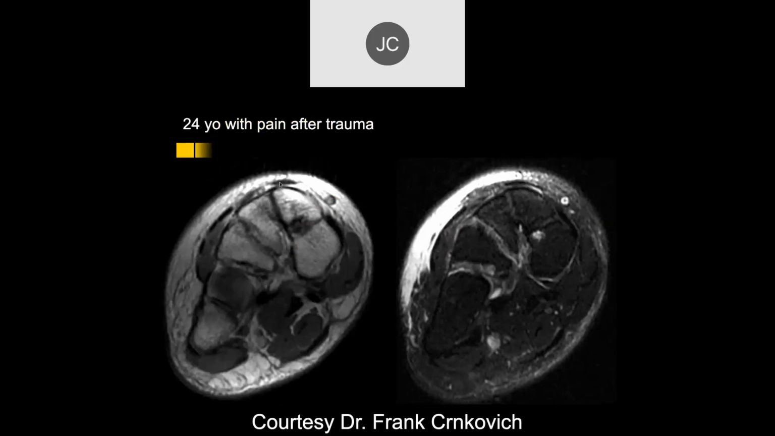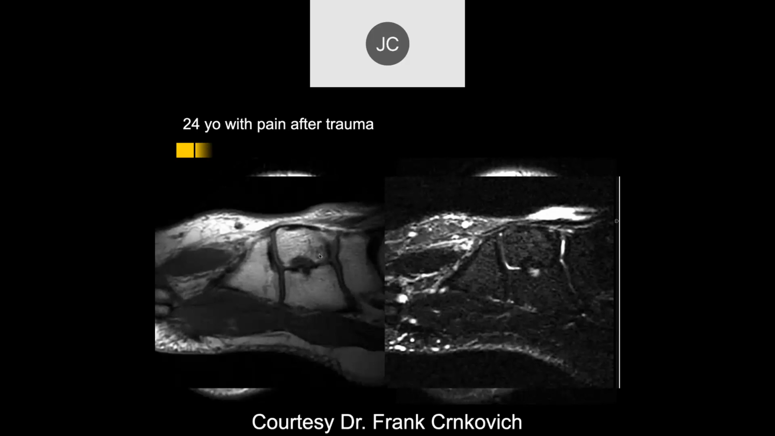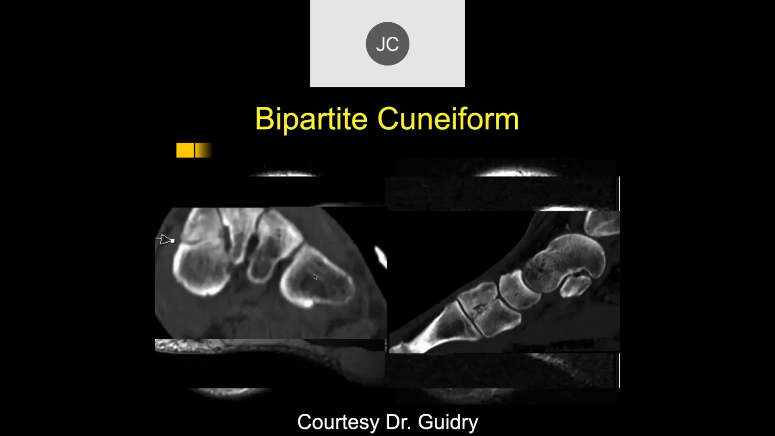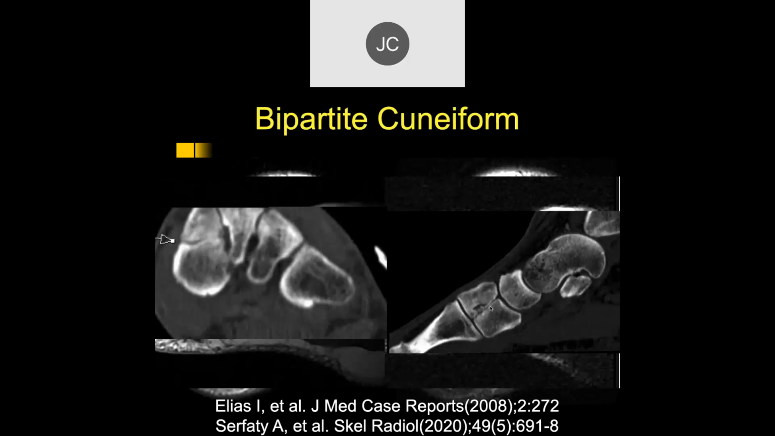Here's just another example where this is actually the medial, middle, lateral, and cuboid, and this just shows the division here within the medial cuneiform, and this is another bipartite cuneiform, which you can have, which probably is a congenital variant. And here's a CT scan showing the bipartite cuneiform.